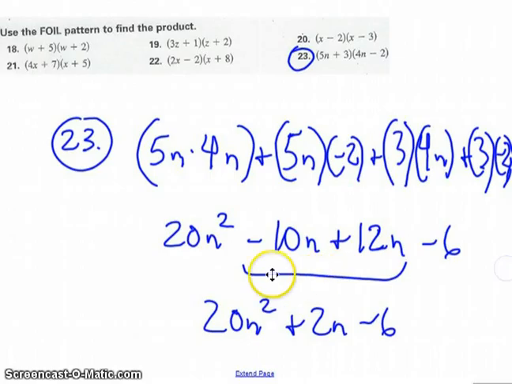Last step: add the two middle terms, negative 10 and positive 12. You get positive 2. So my final answer for number 23 is 20n squared plus 2n minus 6. Again, pause this video or any of these videos wherever you need to stop and work something through for yourself. You can always hit rewind as well. I'm going to move on.